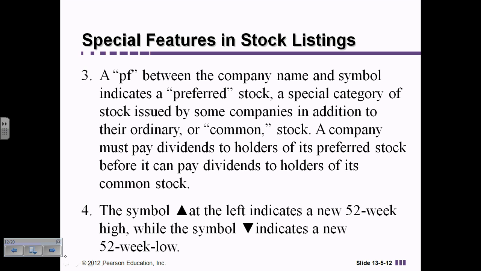You could also see the abbreviation PF, which means that it's a preferred stock. Basically a preferred stock is a stock that is sold to certain people, and it has better returns and more guaranteed returns than the regular stocks. And then we have the symbols next to the 52-week high and low, which indicate whether it's a new value. If you see the up arrow, it's a new 52-week high, or if you see the down arrow, it's a new 52-week low.